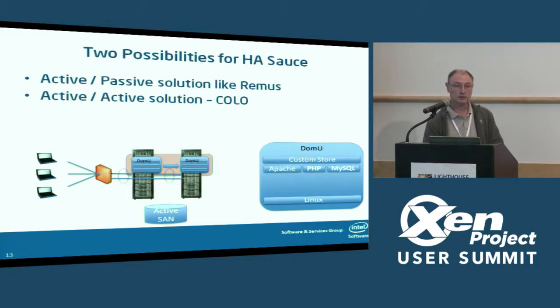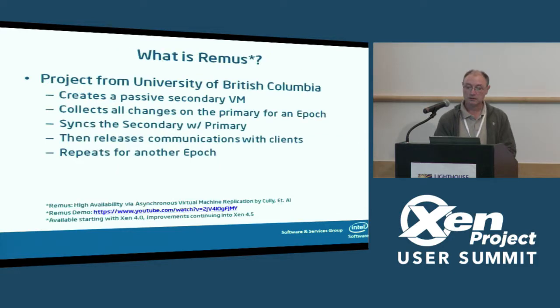Now there are two possible places where you can get the sauce, both around Xen. One is Remus, and the other one's COLO, which is the main part of this talk. But Remus really came first, and it was the spark that brought out COLO. Remus was a project at the University of British Columbia.